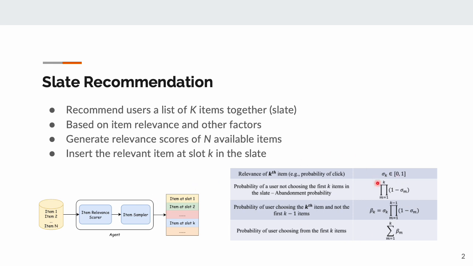These are some of the maths behind this process, showing how the items are selected by the item sampler for the kth slot. Here, beta k is the probability of choosing the kth item, skipping the K-1 items based on the relevance of the kth item, and the probability of generating the slate is their summation.